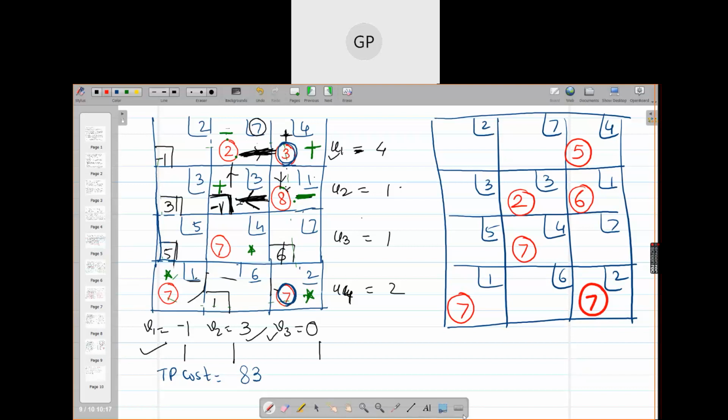But for the cell 1, 3 had 3 units only. Now it has 5 units. So how much amount is increased? 4 into 2, 8 rupees. 22 is reduced, 8 is increased. So consequently, how much is reduced?